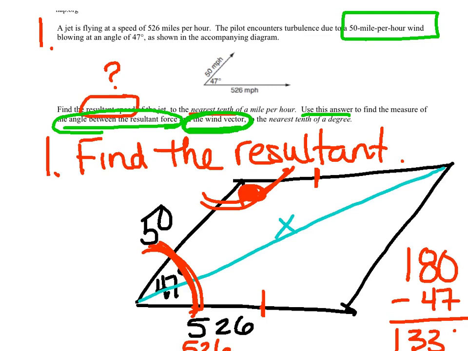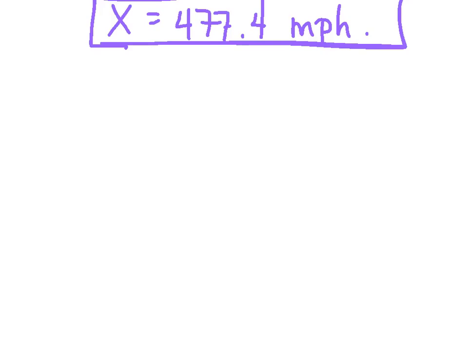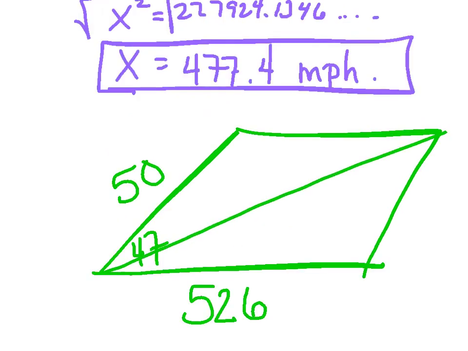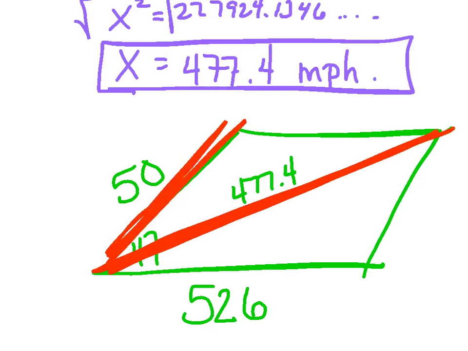So let's go look at our picture again. I'm going to redraw it. So this was 50, 526, and 477.4. We just found our resultant. And I think this is where a color comes in handy. So I'm going to highlight what it said again. It said the angle between the resultant that we just found, so notice I'm using my highlighter and I'm highlighting the resultant, and the wind vector, which was 50 miles per hour. It wants the angle that you just made, and that's why highlighting with a highlighter or color is so important.